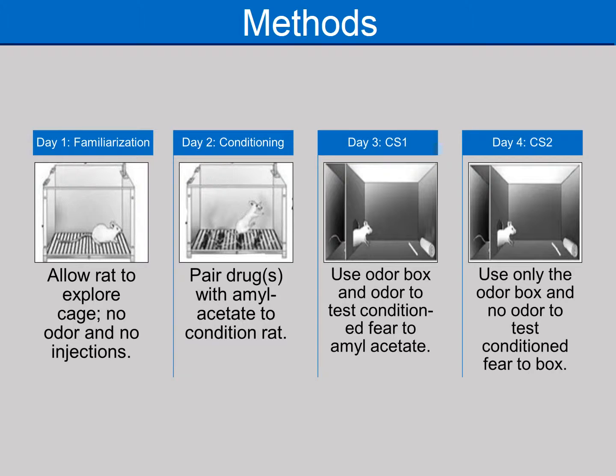For my experiments, I followed a 4-day protocol which consisted of familiarization, conditioning, conditioned stimulus 1, and conditioned stimulus 2. On day 1, I let the rat explore the cage with no odor and no injections to make sure that they're not fearful of the cage initially. On day 2, I pair the drug with amyl acetate, such as the agonist or the antagonist, to condition the rat to be fearful of the amyl acetate.